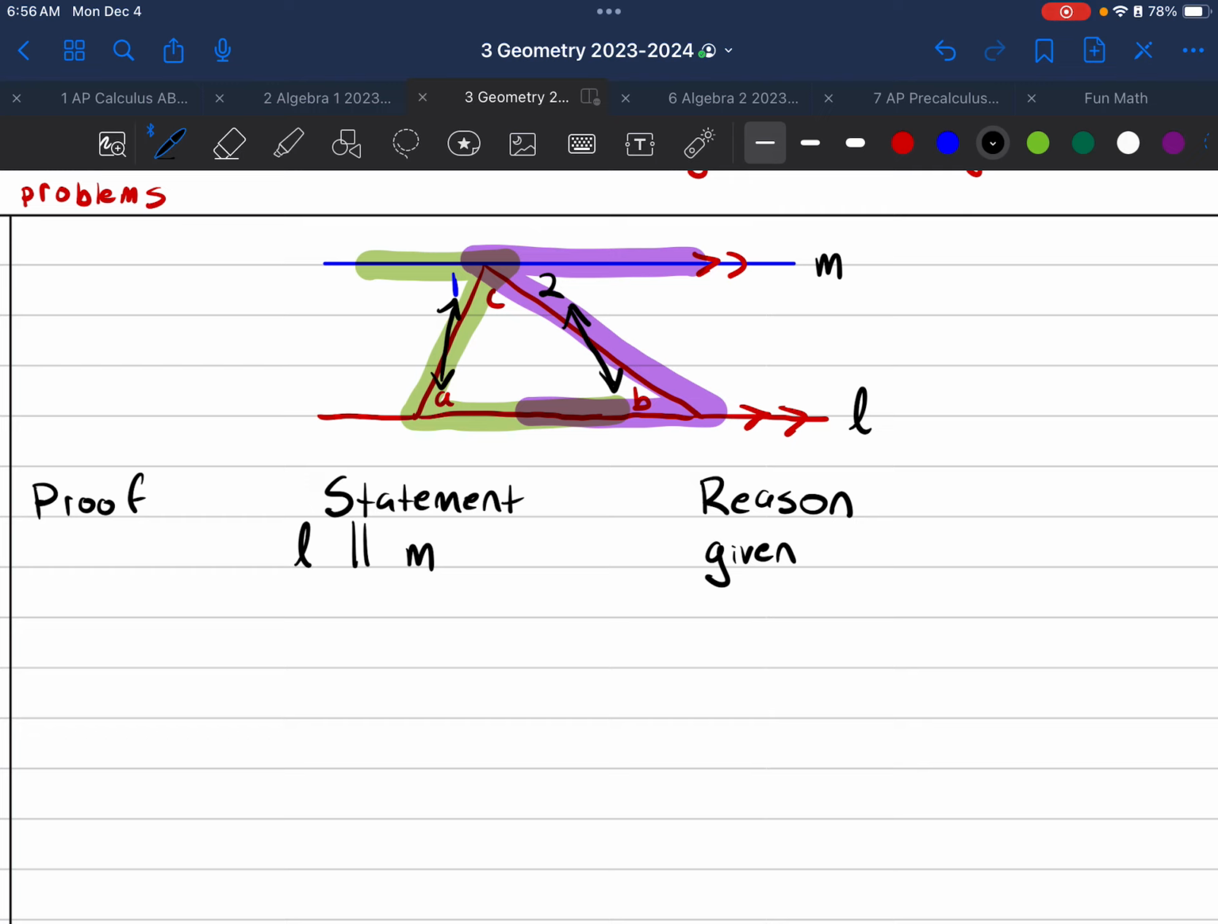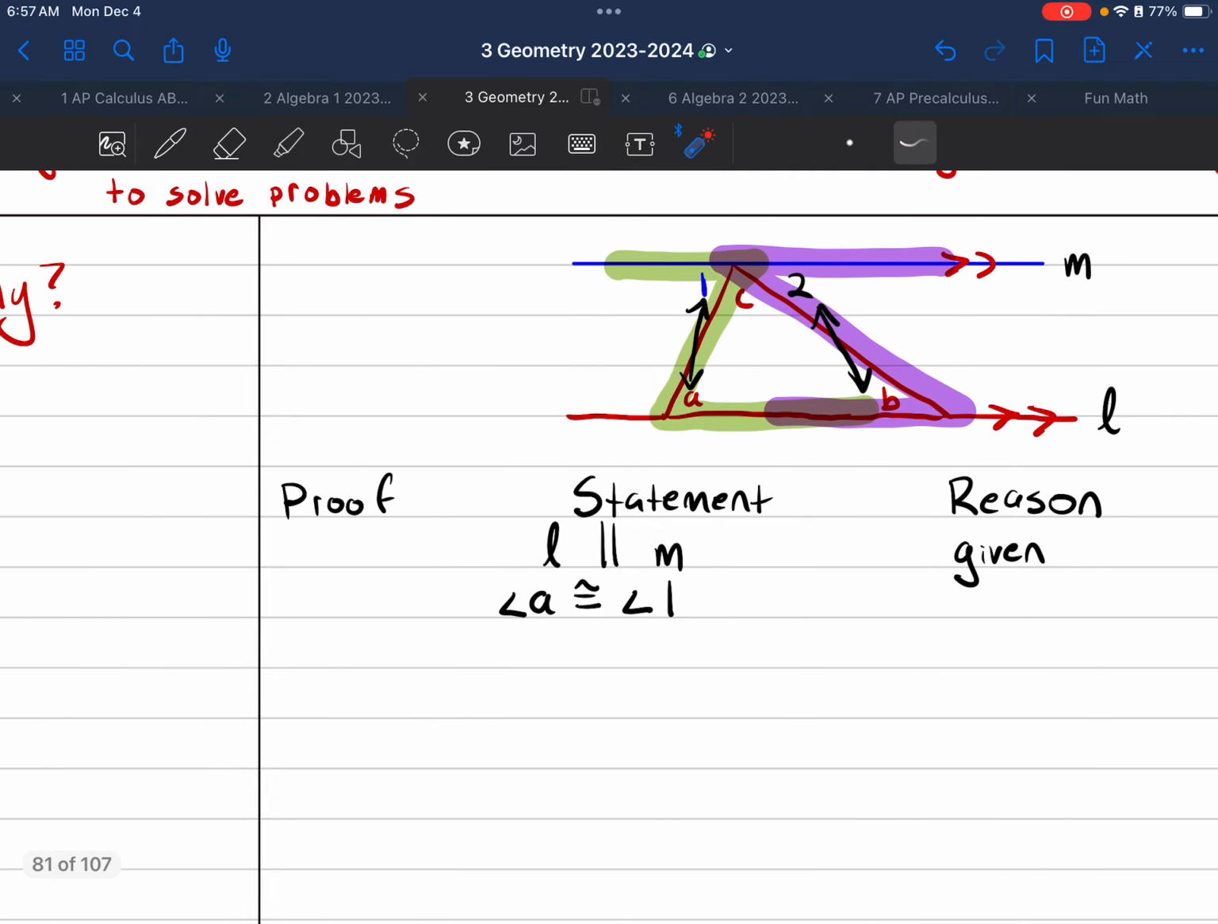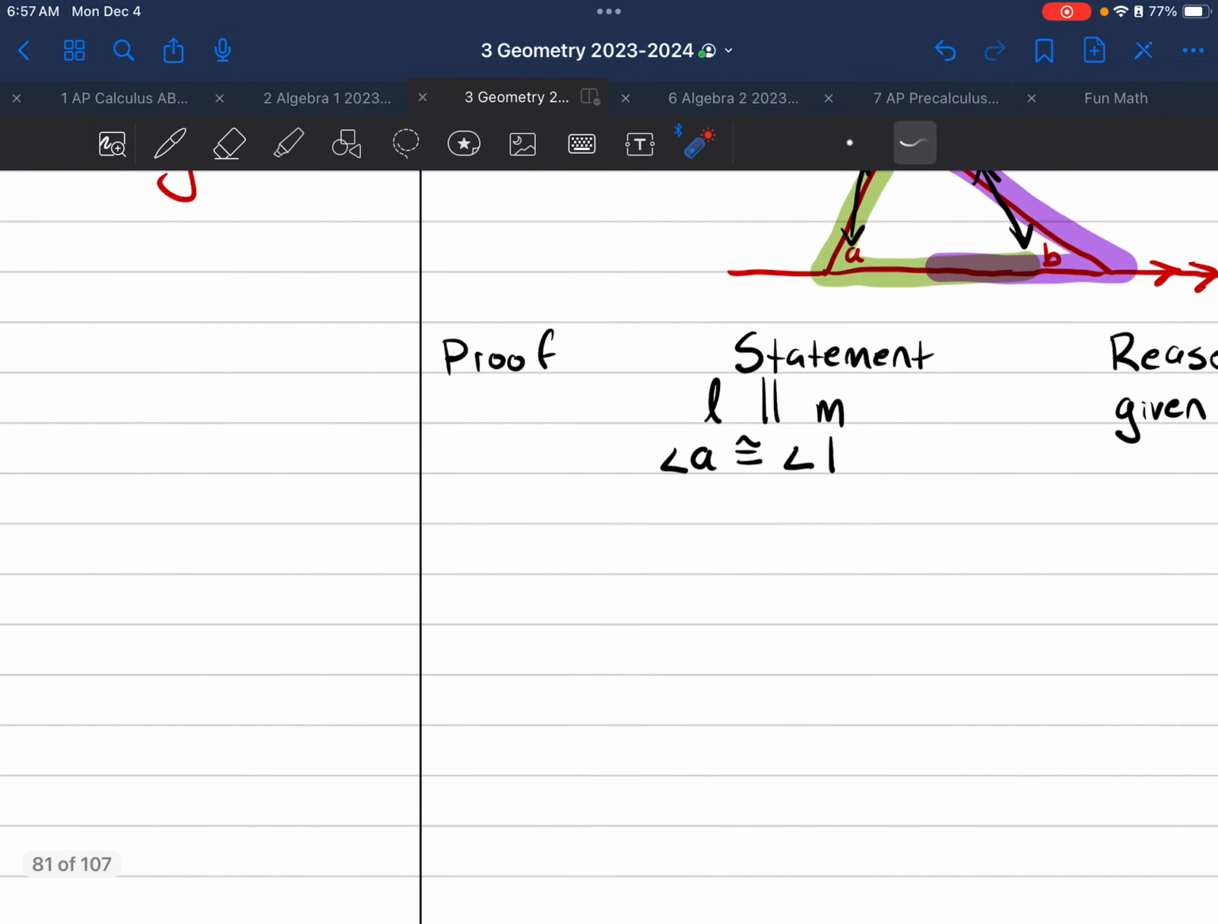What else do we know? We know that angle A and angle 1 are the same. So we can say that angle A, this is how you say angle A, is congruent to angle 1. This symbol right here, if you've never seen it before, is congruent. So maybe you have on the side an index of what these are saying. This is the word, this is our symbol, and this is the meaning of the symbol.